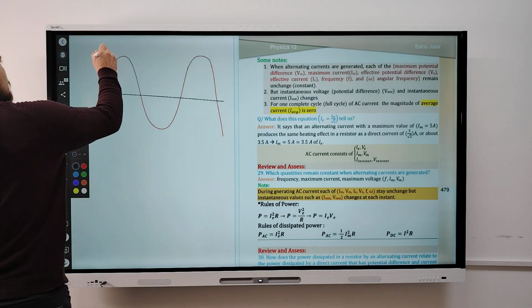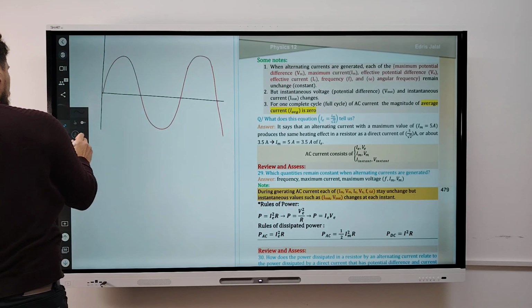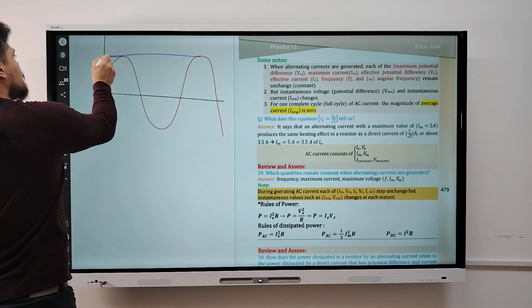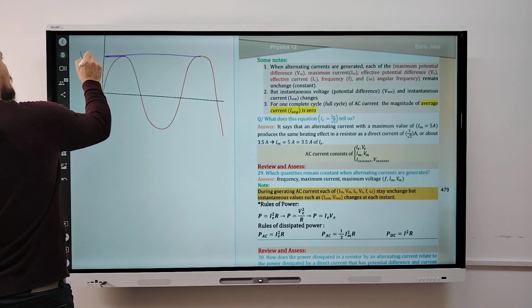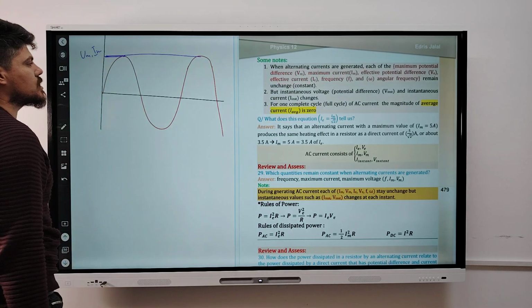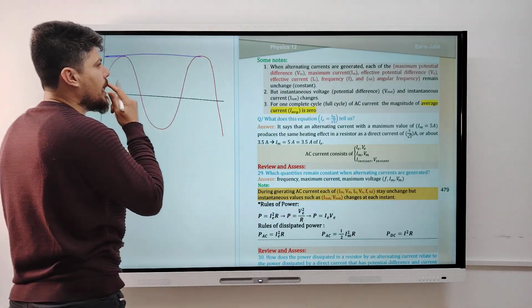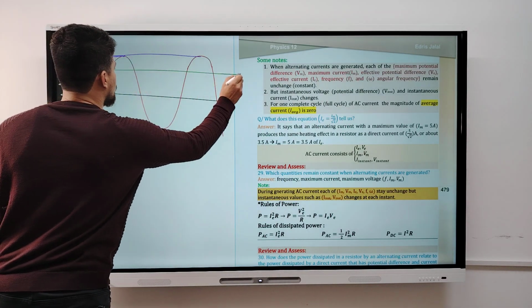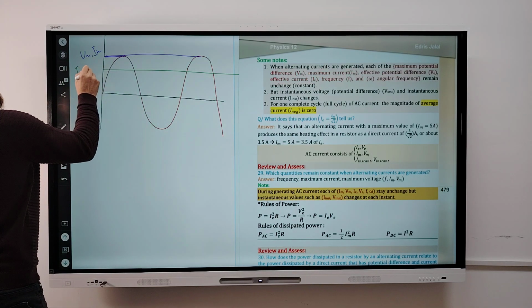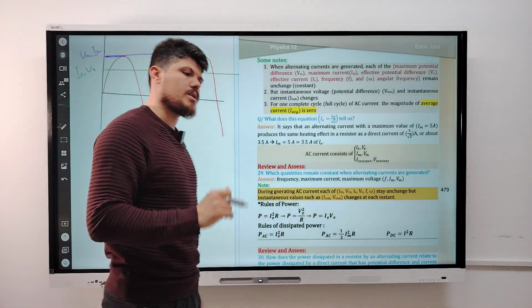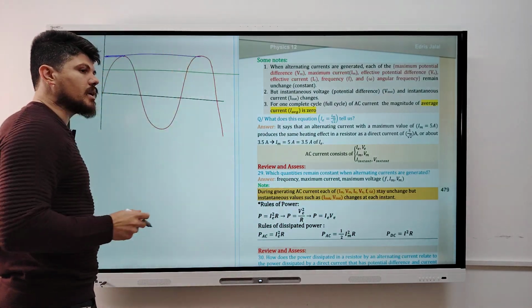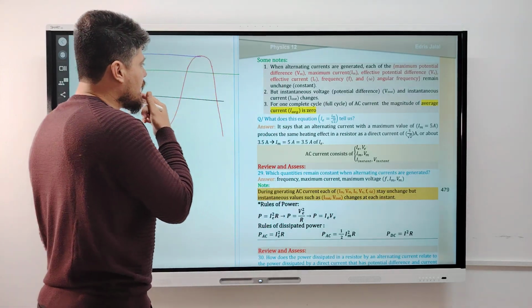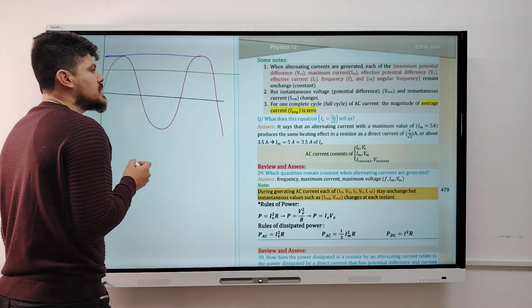Look, so these are the maximum values. The maximum values do not change. V_M and I_M do not change; they are constant. And the effective value also does not change. What is this? This is the effective value. The effective value of current and effective value of potential difference remain unchanged. The frequency of the current does not change. The angular speed does not change. But what changes during the alternating current?